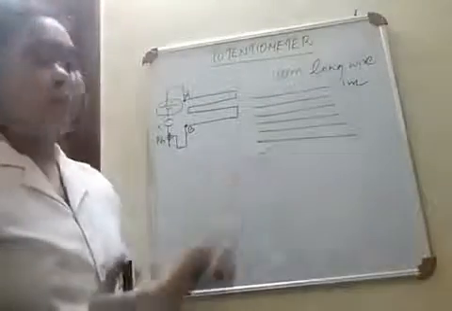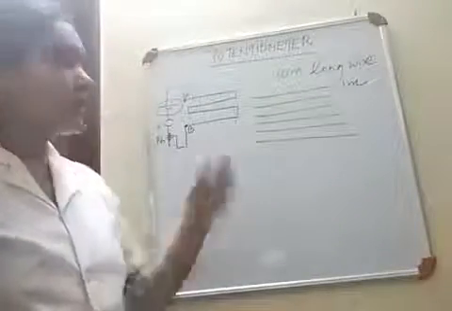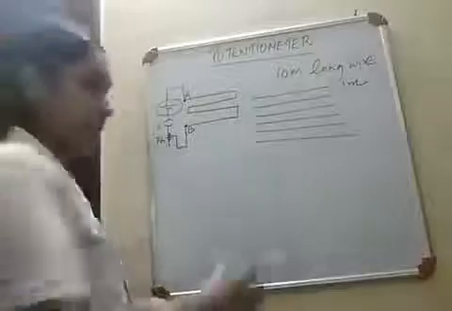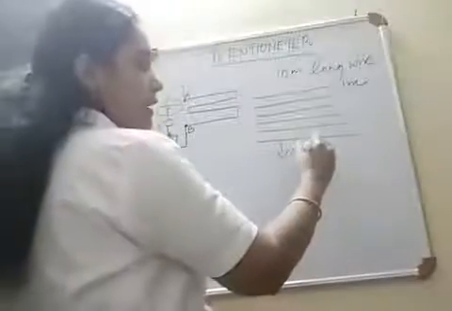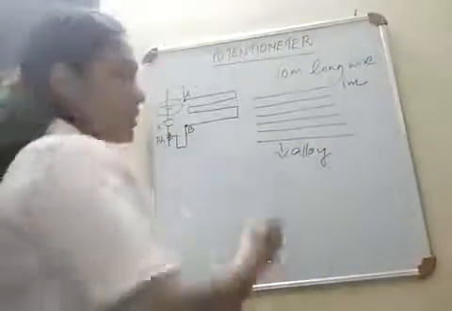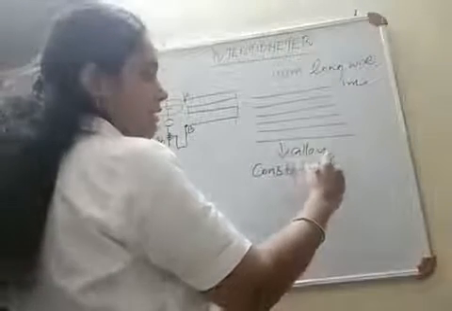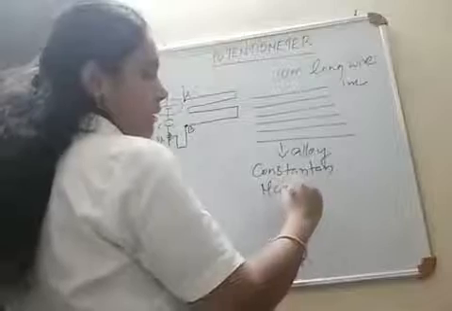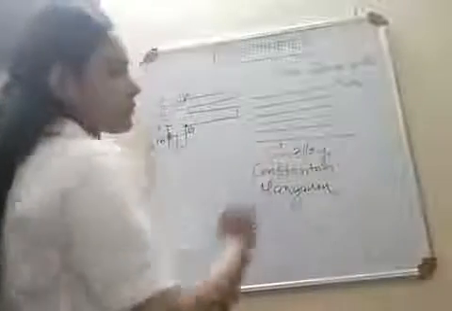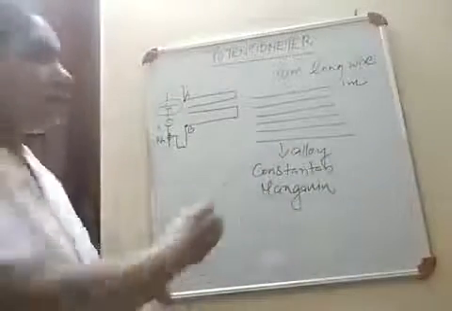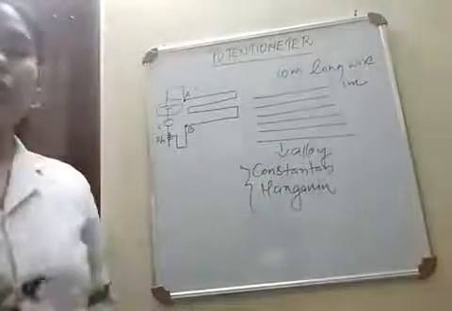Now, what is the material of this wire? The potentiometer wire is made of an alloy. Which is that alloy? It can be constantan or manganese. These two materials are usually preferred as potentiometer wire.